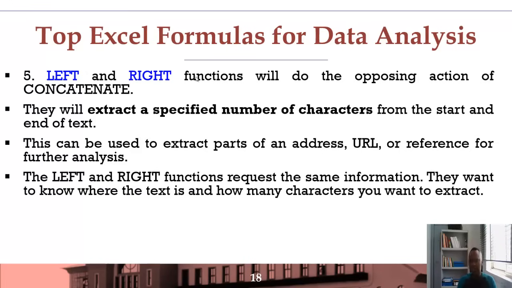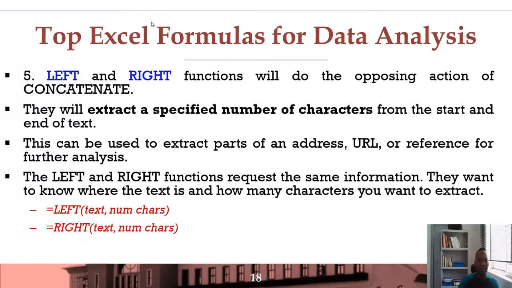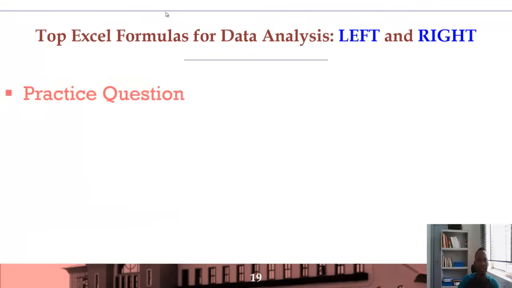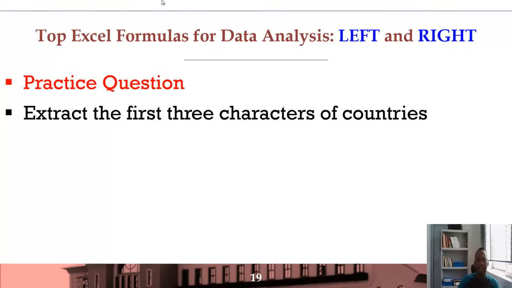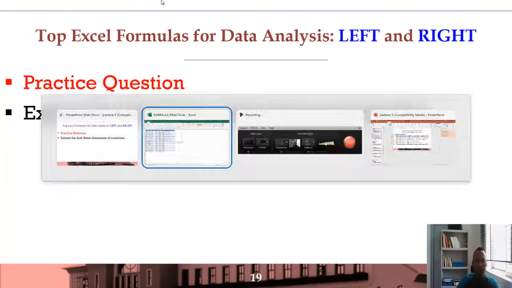The left and right functions request the same information. They want to know where the text is and how many characters you want to extract. Now, left, you specify the text, the cell that contains the text, then you specify the number of characters to be extracted, leftmost. When you use right, that means you want to extract the rightmost characters from a particular text in a column. Then you specify the number of characters to be extracted. Now, practice questions. Extract the first three characters of countries.